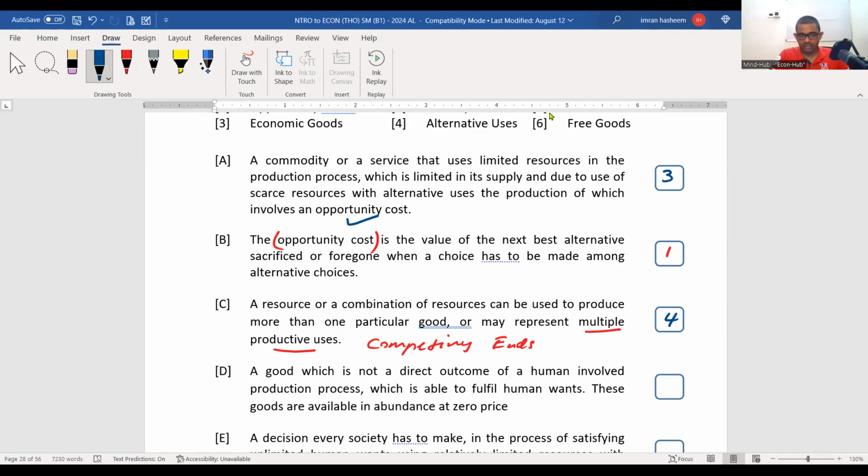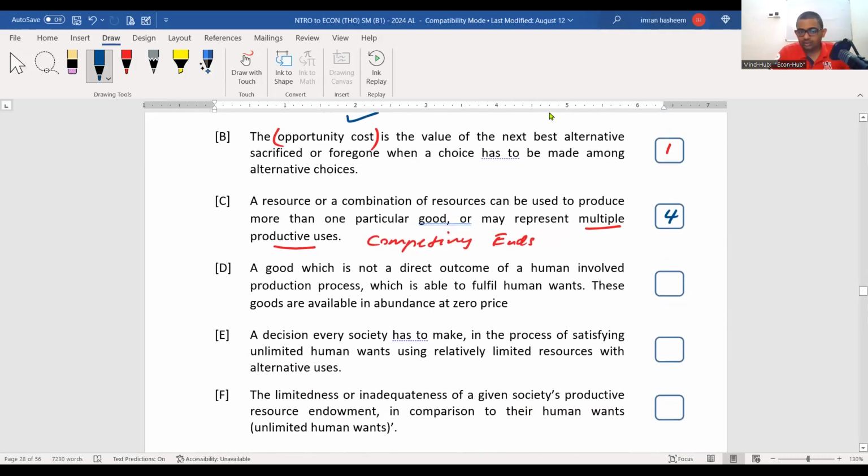Then D, a good which is not a direct outcome of a human involved production process, which is able to fulfill human wants. These goods are available in abundance at 0 price. I purposely did not talk about opportunity cost, but available in abundance at 0 price. What is the correct answer? Yes, very good. Most of you are very quickly and correctly responding. Excellent. That's how we do this.